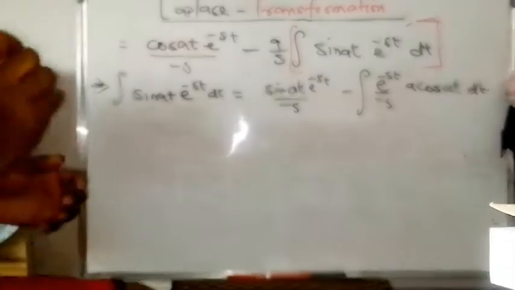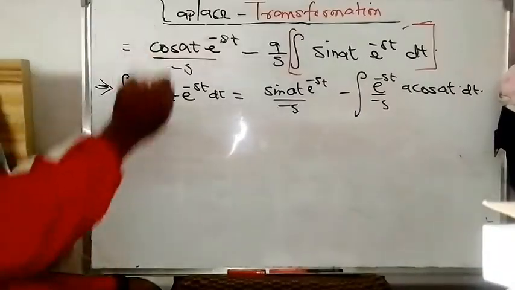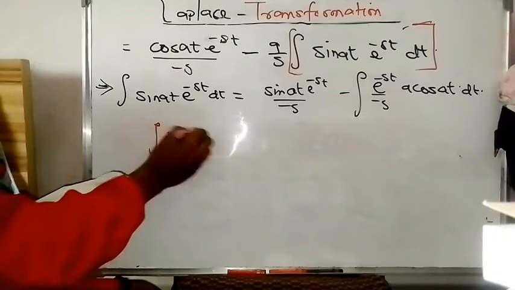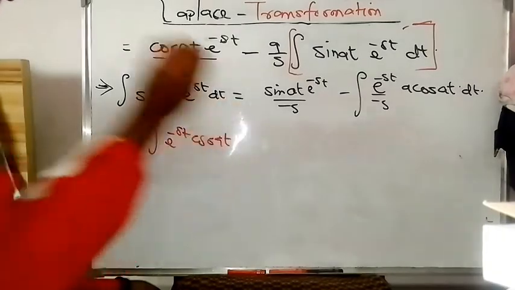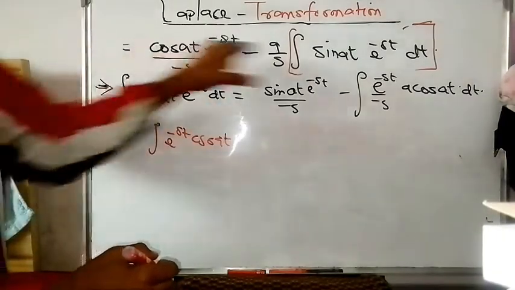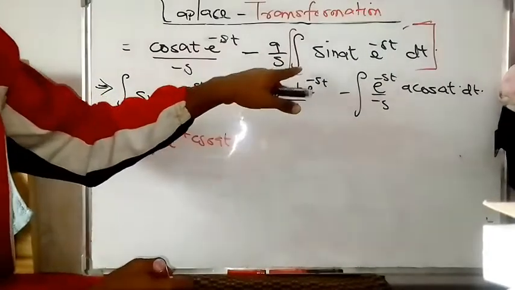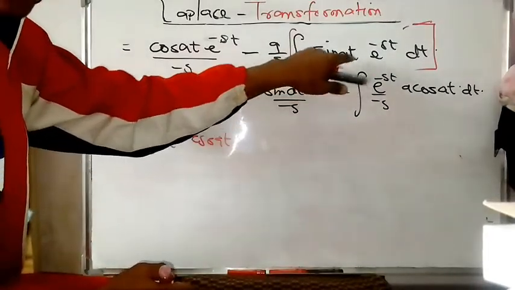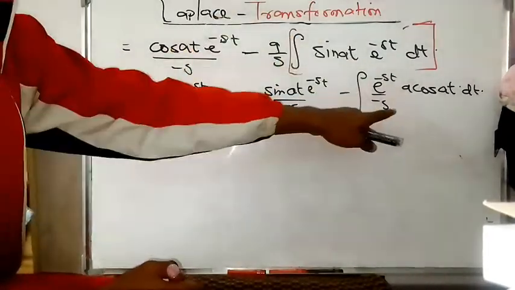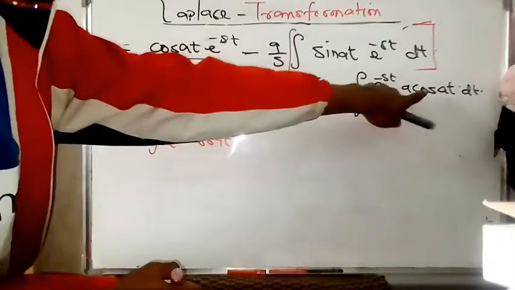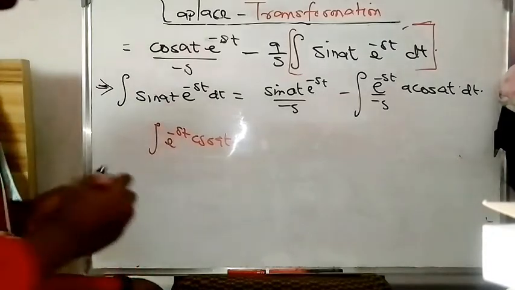So at first, we integrated exponential minus st cos at, right? We integrated it at first and we got this. Now because of this integral sign, we have to integrate this again, right? And we got this. Now you see, we are still having exponential cos at, repeating what we were integrating at first. So you see that there is a pattern.